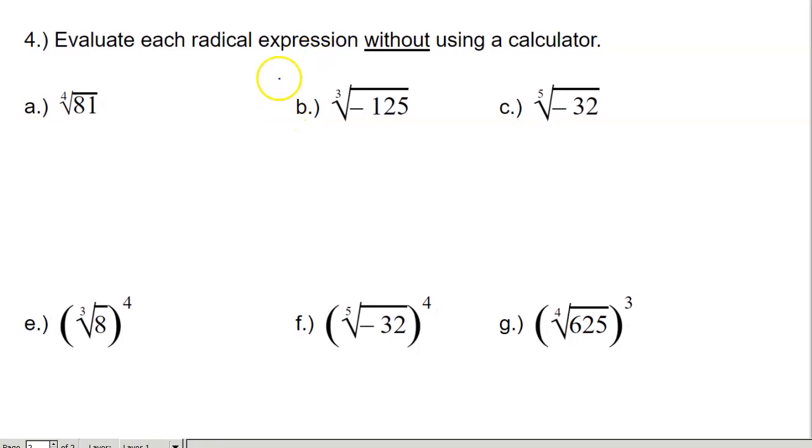All right, this is 6.1 number 4. Had some questions on just evaluating these radical expressions.